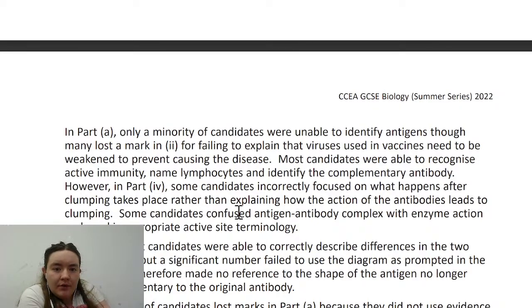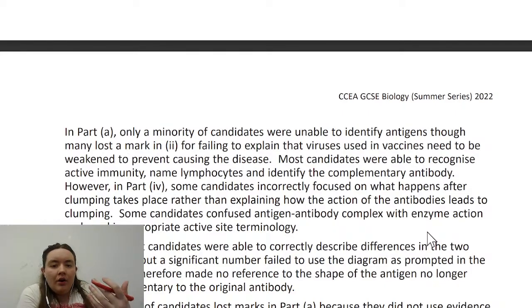Some candidates confused the antigen-antibody complex with enzyme action and used inappropriate active site terminology. So I did say earlier that it is very similar, in the fact that both involve proteins, and it's also very shape based, so it's similar to enzymes in terms of how they work. However, they are not the same, and it is important to make sure that you have clearly identified which is which whenever you're writing your answer. So you don't want to say things like active site, even though both are shape determinate.